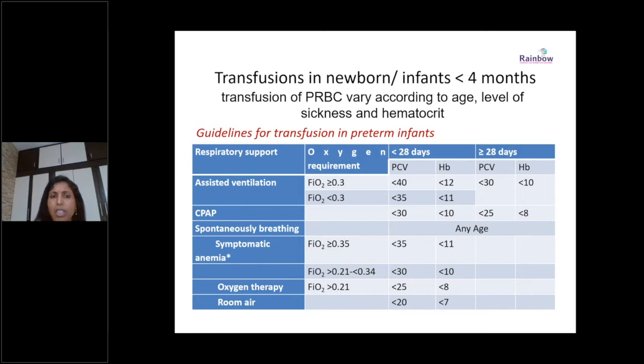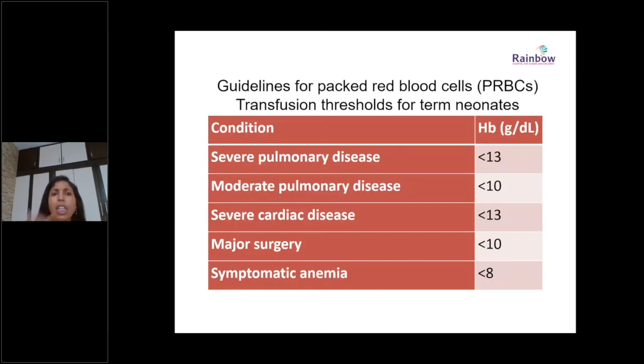In neonates, these are the indications we consider. Whether you are on ventilation or CPAP or on oxygen, or other factors like growth, apnea, weight gain, everything we are going to take into consideration when we are looking at the transfusion in preterms. There are other factors like severe pulmonary disease or cardiac disease, where you would like to maintain a good amount of hemoglobin, and in those cases also you would like to go ahead with the transfusion program wherever it is required according to clinical situation.